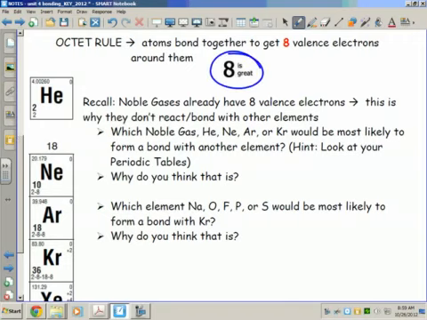Now, the octet rule. We've mentioned this all along. 8 is great. 8 valence electrons is sort of the goal for atoms of all the elements, no matter what period or group. Elements seek to achieve what we call a stable octet, and if you take AP chemistry with me, you'll learn that a stable octet really, there's no such thing.